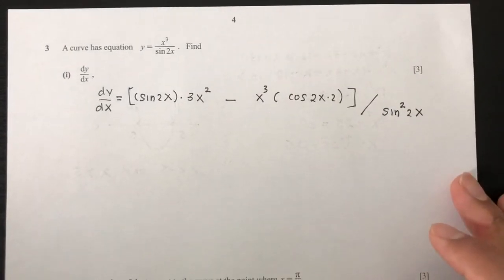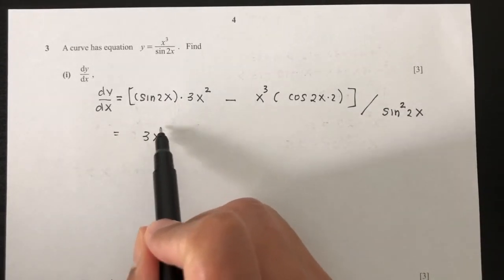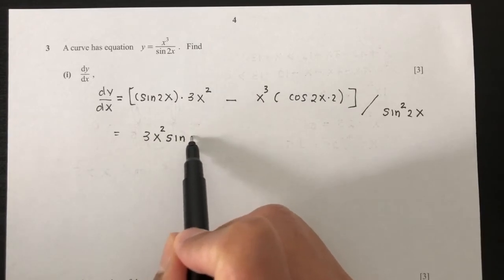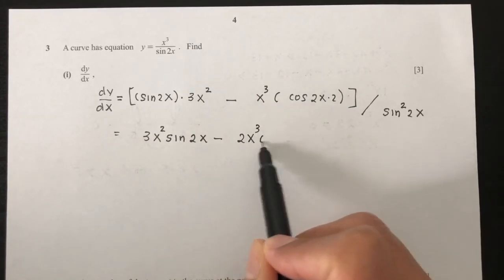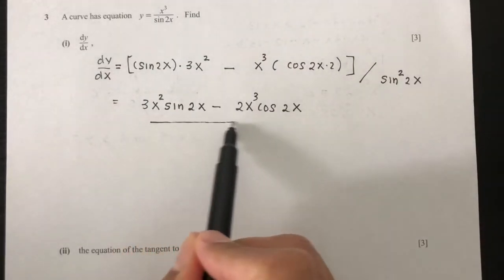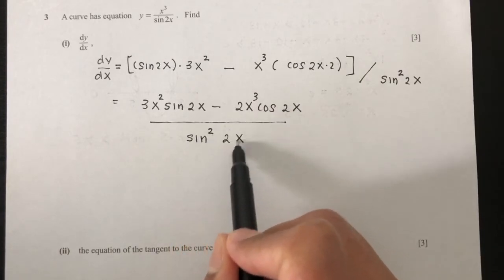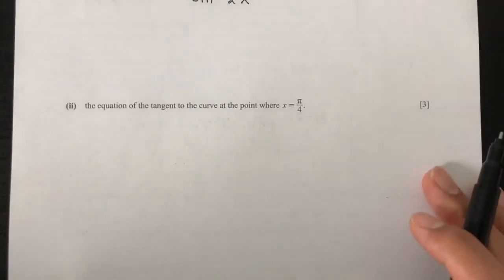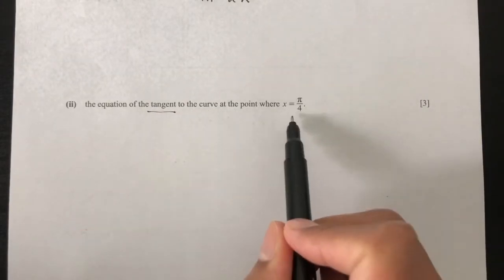Now you can simplify if you want to see what happens. So you will have 3x squared sine 2x minus 2x cubed cos 2x, everything divided by this one, sine square 2x. Now for part 2, we have to find the equation of the tangent to the curve at this point.